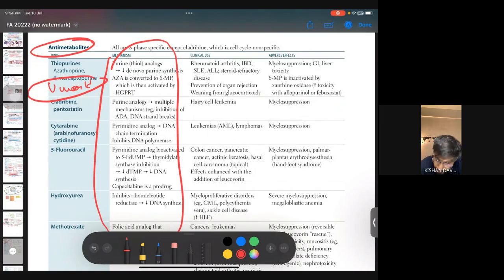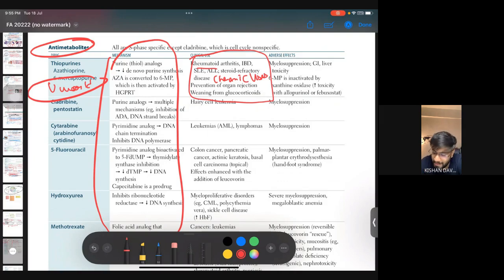Uses: in rheumatoid arthritis, all the chronic diseases, you give azathioprine and mercaptopurine along with methotrexate. Okay, so see again, step one is not going to ask you about the uses and everything. Because this is all part of step 2 CK. So you can avoid clinical uses. Okay, no problem for it.